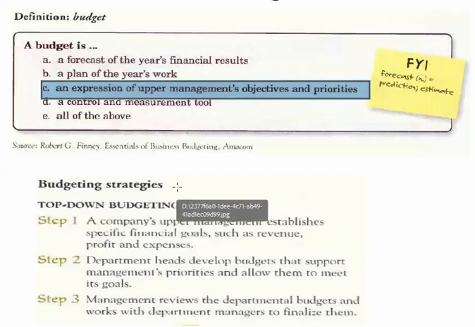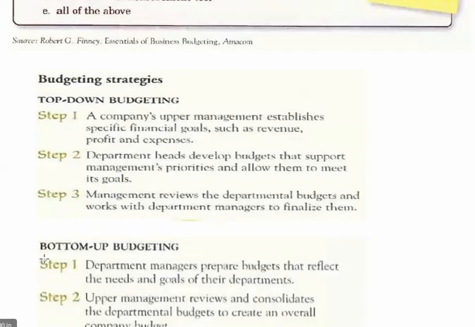We have two strategies of budgeting. Budgeting strategies are top-down budgeting and bottom-up budgeting. Top-down, we begin from the top, from the upper management. Bottom-up is the vice versa, the opposite.